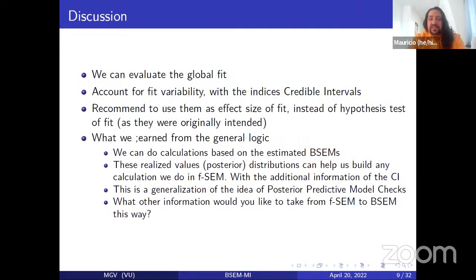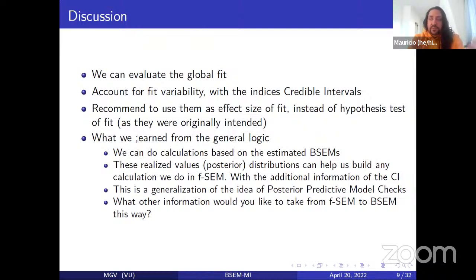So what we learned from this is that now we can evaluate global fit and account for the variability related to this with a credible interval, as any of these now have a credible interval. We do recommend using this as an effect size, not as a hypothesis test of good model, bad model. It is how well they are far ahead or not. And what we learned is that this can be extended as a way of building posterior distributions, depending on who you read.